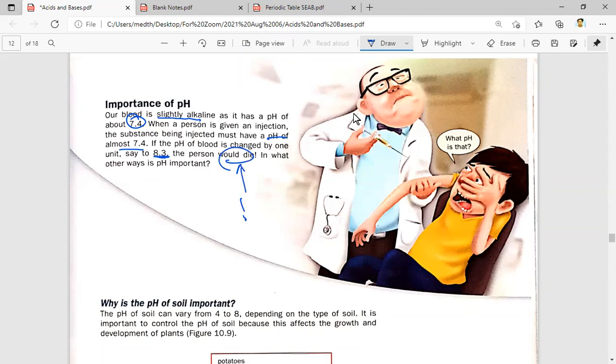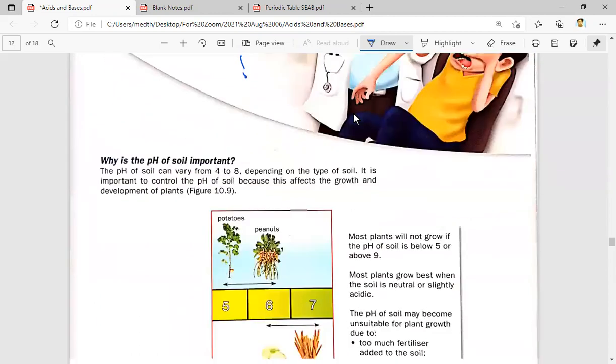Okay, so our blood is really maintaining about pH 7.4. So slightly alkaline, but it's quite near neutral. If it goes higher or goes lower, it's going to cause us to die because our system in the body wouldn't function. So it's quite interesting there.